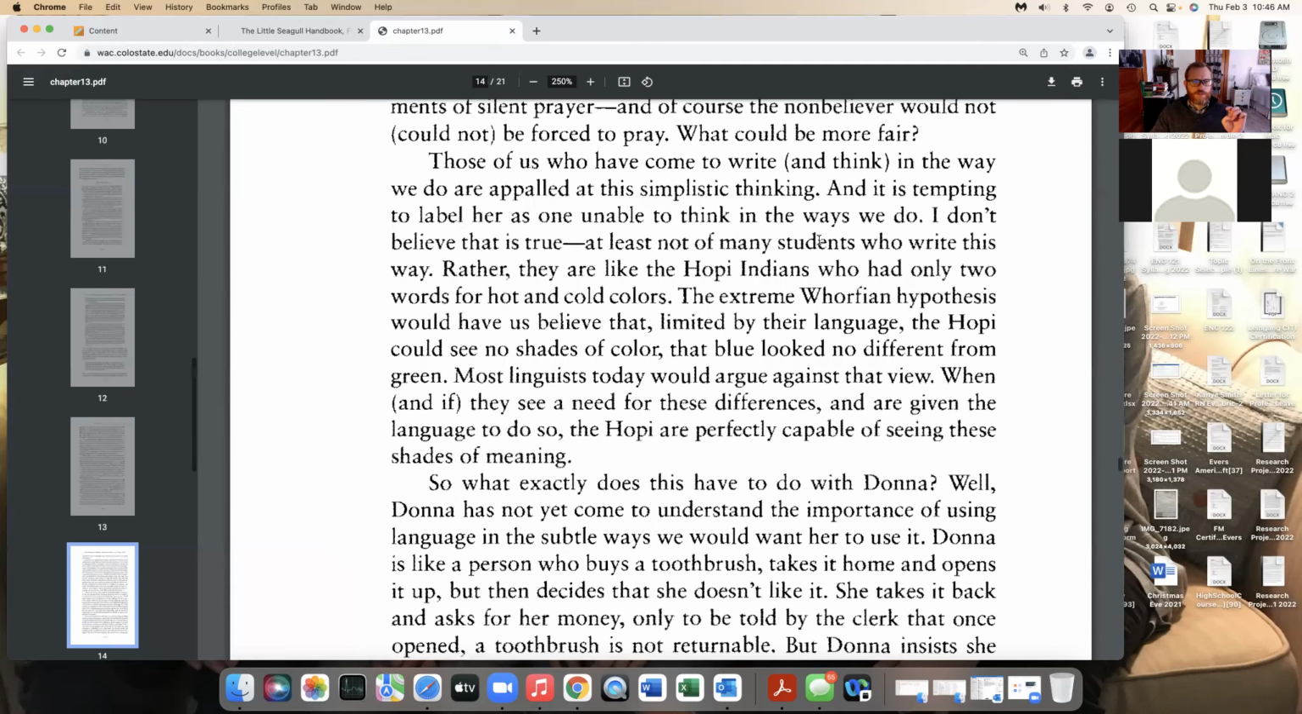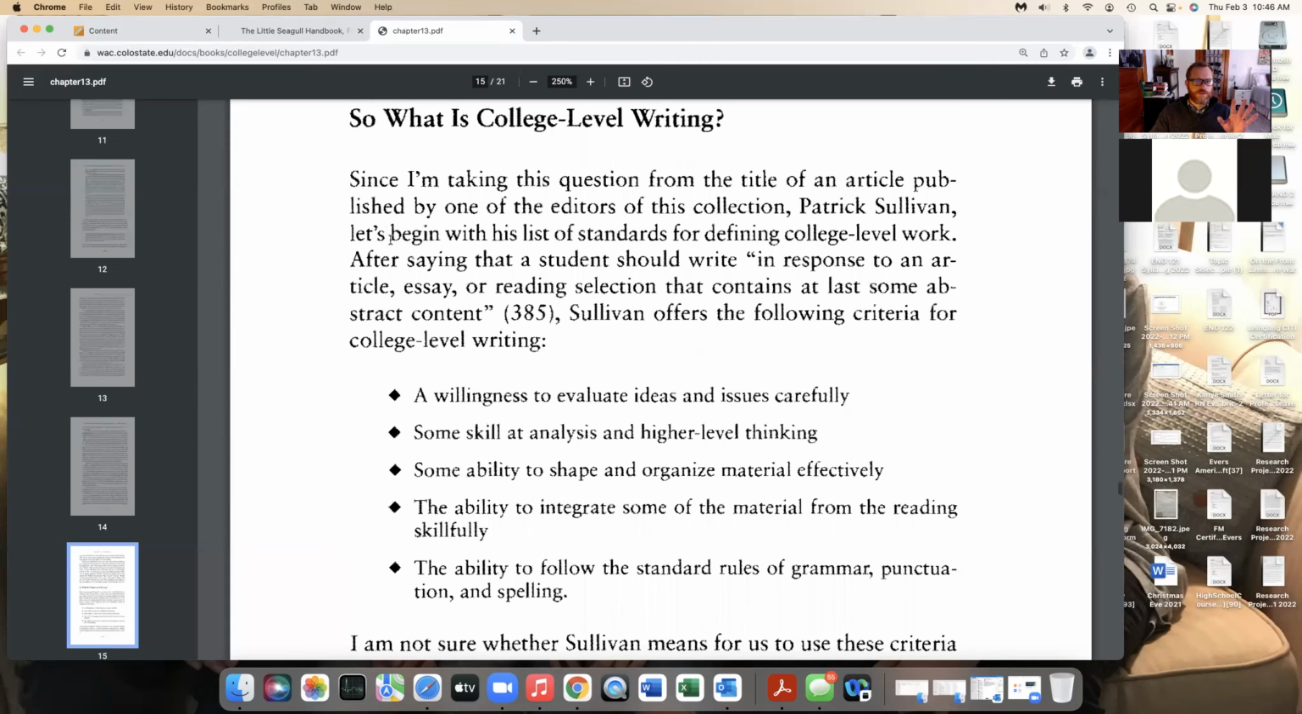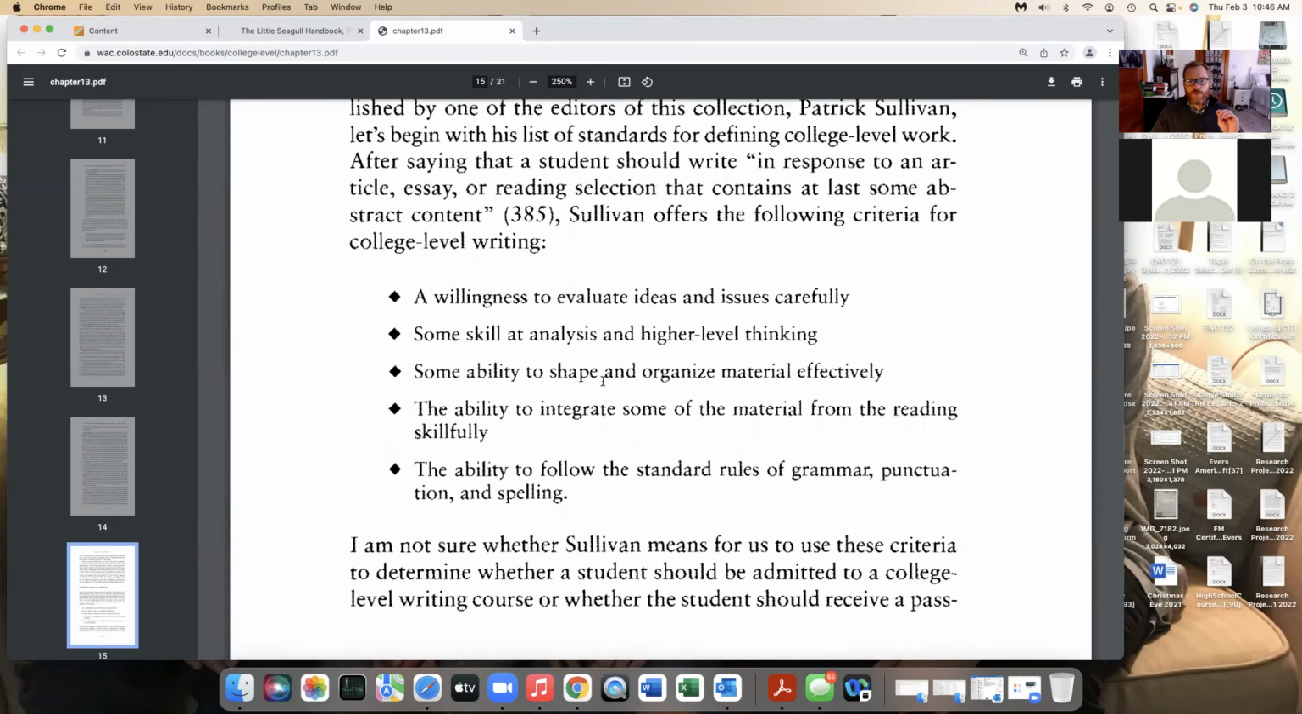And then right here is, I think, the whole main idea that he's trying to make. What is college level writing? And he breaks it down into these 5 points. So we will talk about this a little bit more when we're in person next week, on week 4.